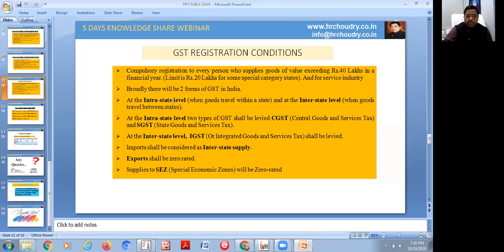GST registration conditions. At the intrastate level and at the interstate level, if you are selling any goods to another state, we already discussed these points. In case of GST, if you are selling goods within the state, we are charging CGST and SGST. If you are selling goods to other states, suppose from Maharashtra to another state, we have to charge IGST, not CGST and SGST.